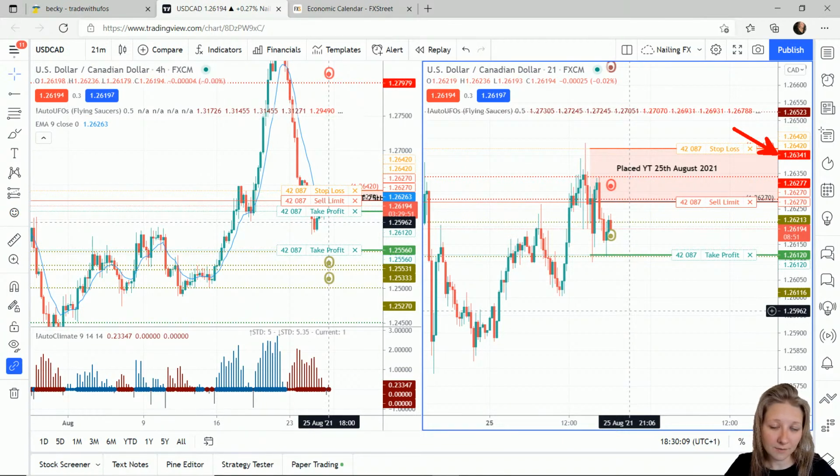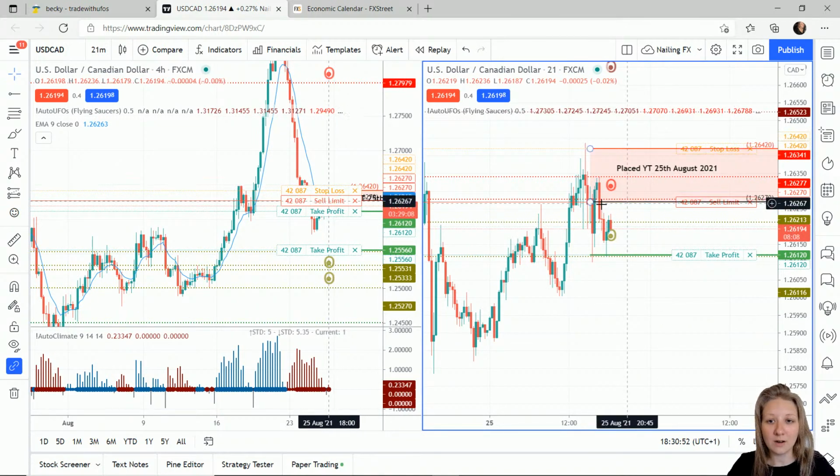I then add 5 pips of wiggle room, which takes me to 1.2640. I then add a couple of pips for the spread, which takes us to 1.2642. That's why that's my stop loss. My first target, my safety target, is always 1 to 1 away. So the distance from here to here is the same distance from here to here.